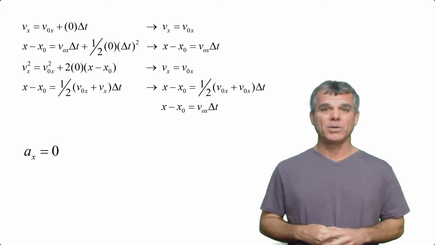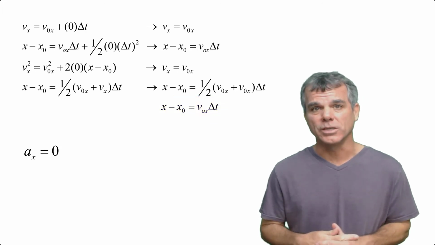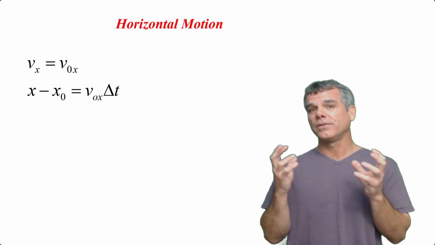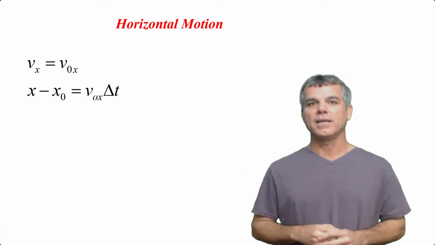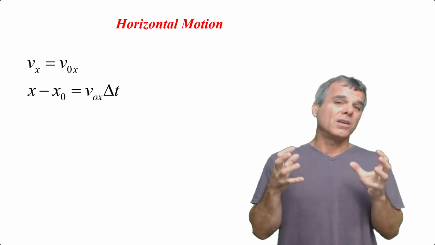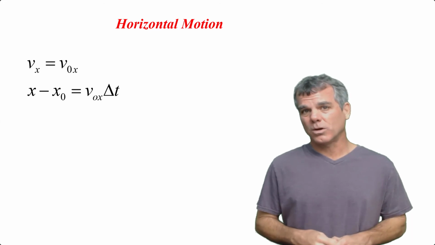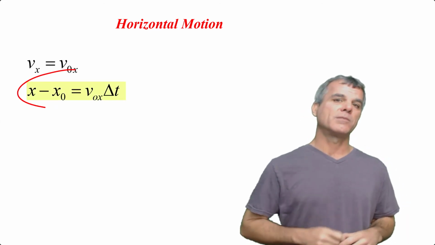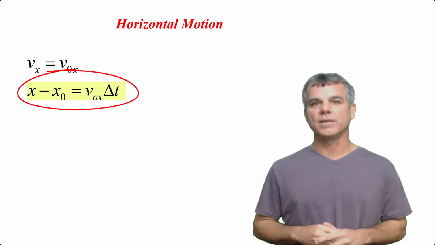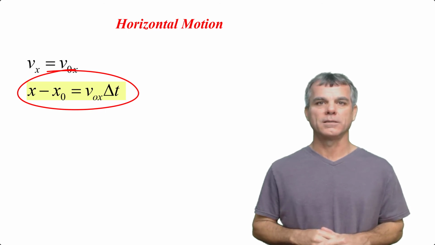So in projectile motion, in the horizontal direction, we know that Vx equals V naught x, velocity in the x direction doesn't change, and the only real equation we have to work with is really just x minus x naught equals V naught x times delta t.